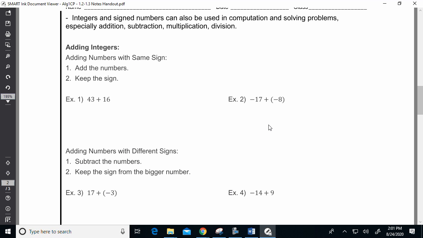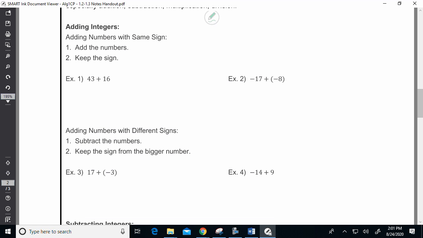So, when we deal with adding, subtracting, multiplying, and dividing, it all really depends on what kind of signs you're working with. So for adding, it depends on whether the signs are the same or if they're different. So if the signs are the same, meaning 2 positives or 2 negatives, add the numbers, keep the sign. Add the numbers and keep the sign.